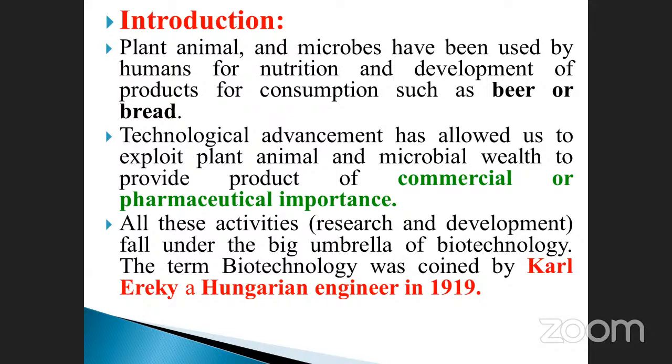Take an example. Nowadays, corona is once again repeated, isn't it? How you have to take care. The same process is repeated again and again, isn't it? You have to use the mask and maintain high immunity and hygiene within your body as well as outside. This is also very, very important. Otherwise, it will lead to death. Technology advancement has allowed us to exploit plant and animal microbial wealth to provide products of commercial or pharmaceutical importance. That is very, very important.